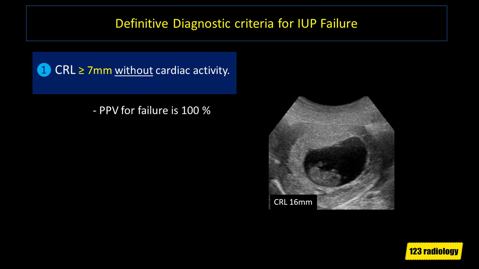So, this is the first definitive criterion for pregnancy failure, which is a crown rump length of 7 millimeters or more without cardiac pulsations, with a 100% positive predictive value. As you can see on this image, there is an embryo measuring about 16 millimeters in crown rump length. However, there are no visible cardiac pulsations, denoting definitive pregnancy failure.